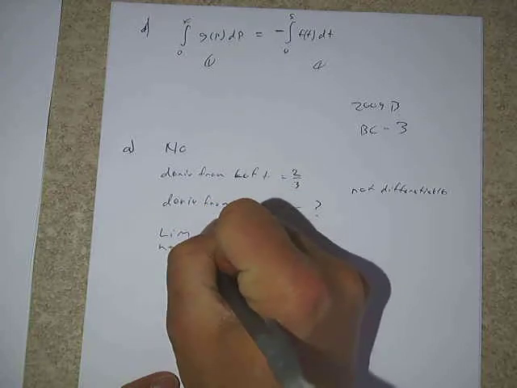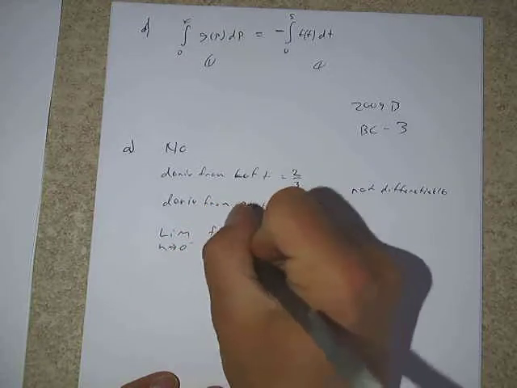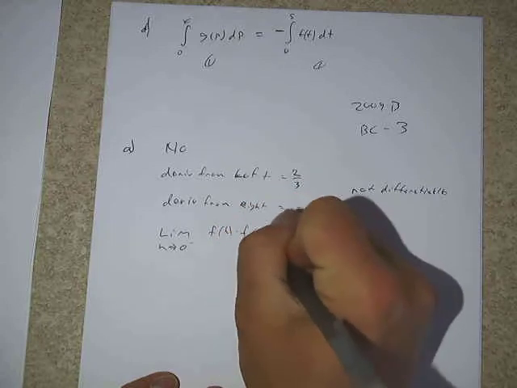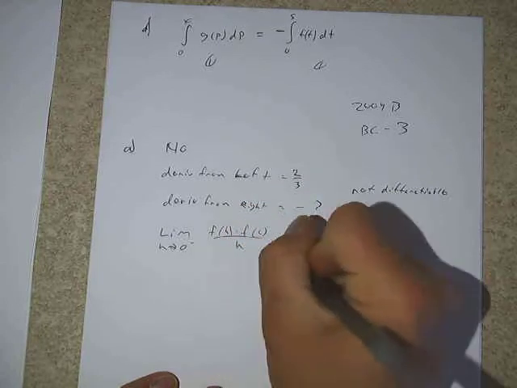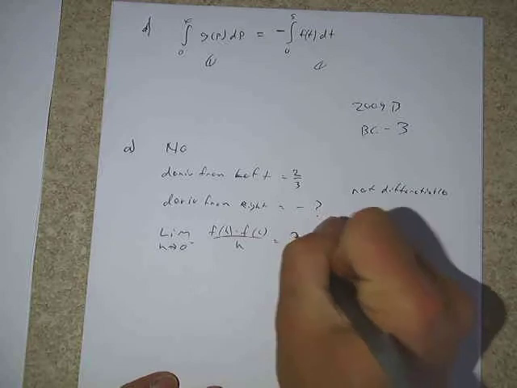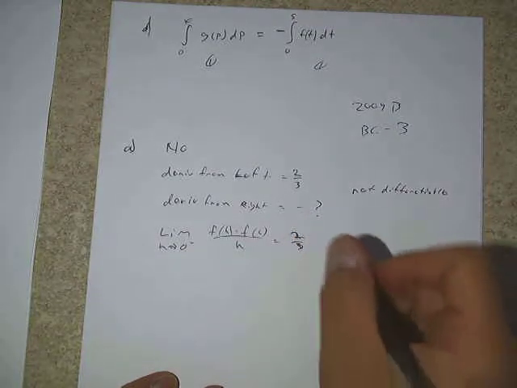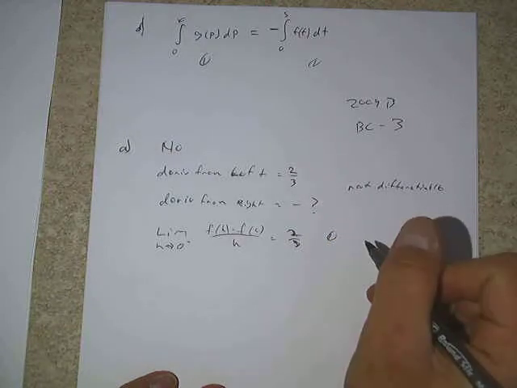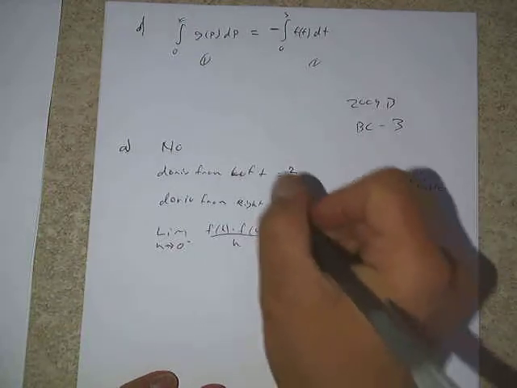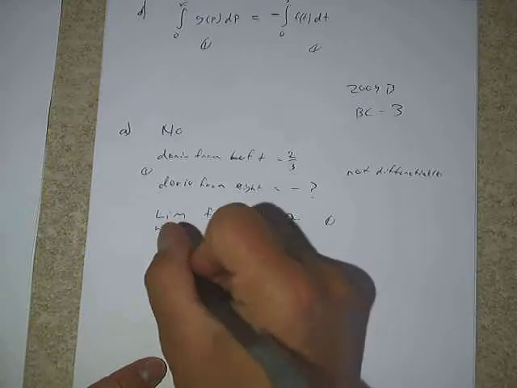And what do we notice about the derivative from the right? We don't know that curve, but bottom line is it's what? It's negative. Negative something. So therefore, not differentiable. Right?